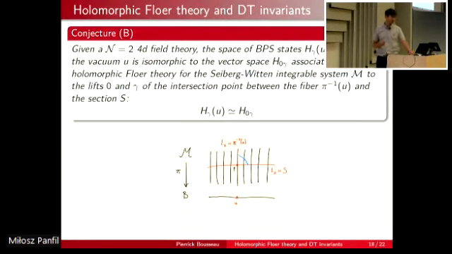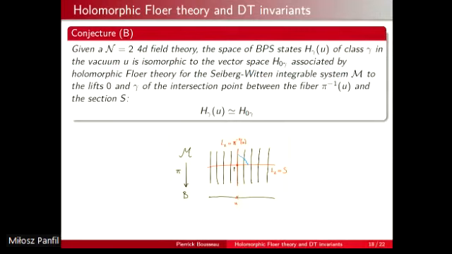And now here is the main claim, or the main conjecture: given an N=2 four-dimensional field theory, on the one hand, you can look at H_gamma(U), the space of BPS states of class gamma in a given vacuum U. Geometrically, if you have a geometric realization of your field theory from a Calabi-Yau threefold, this H_gamma(U) has to do with categorified DT invariants counting objects on your Calabi-Yau threefold.